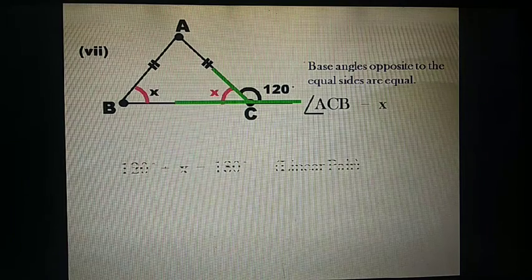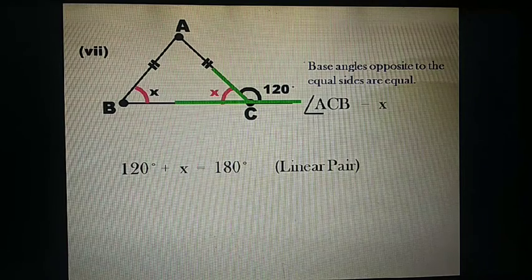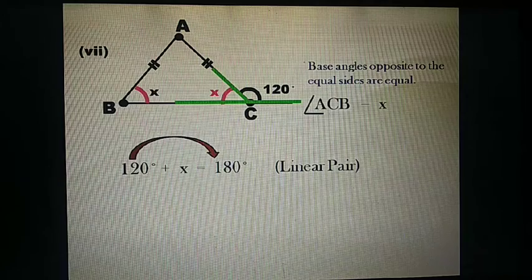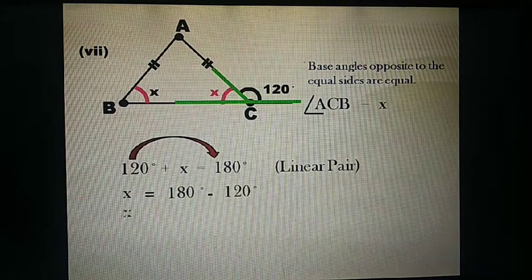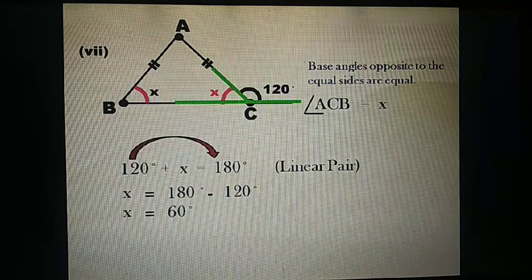So we will add these two angles. You will get 180 degrees. Shifting 120 degrees to the other side to get the value of x, you will get the answer as 60 degrees.